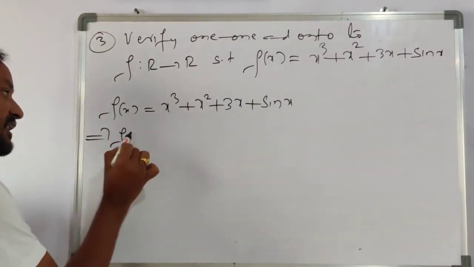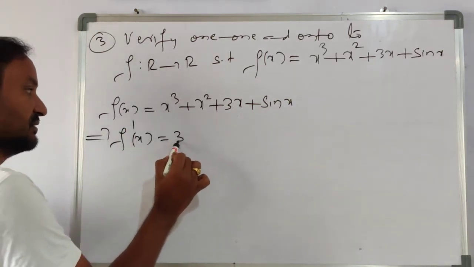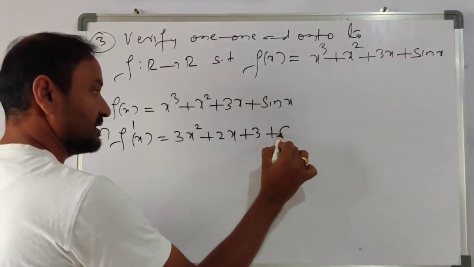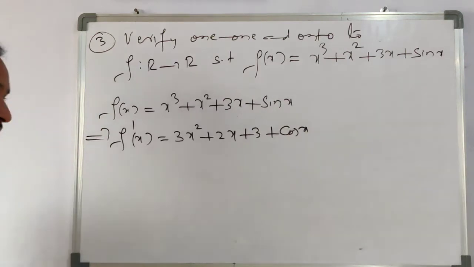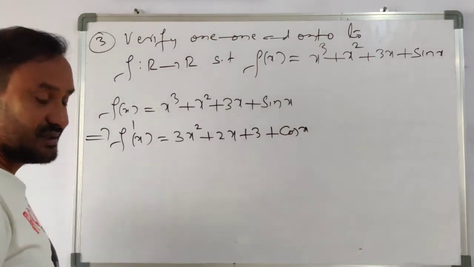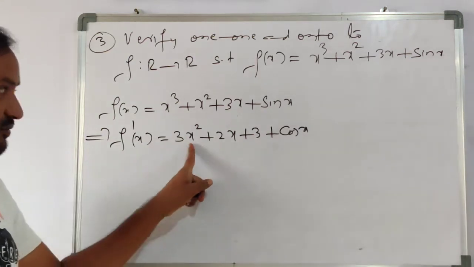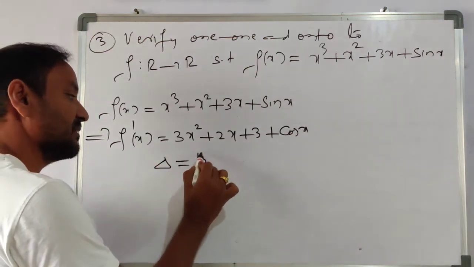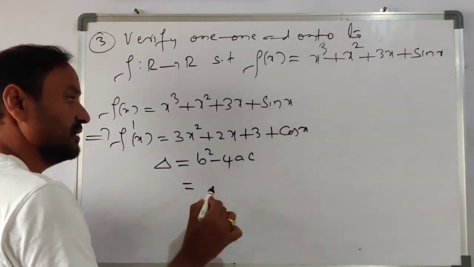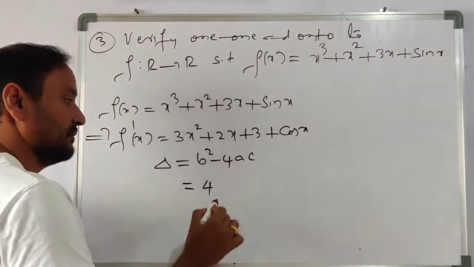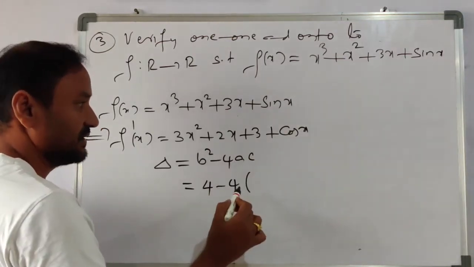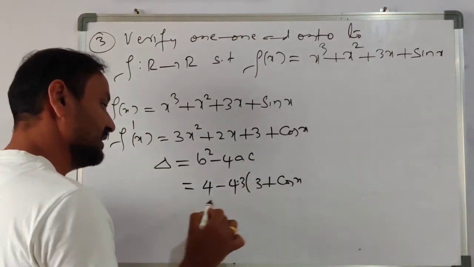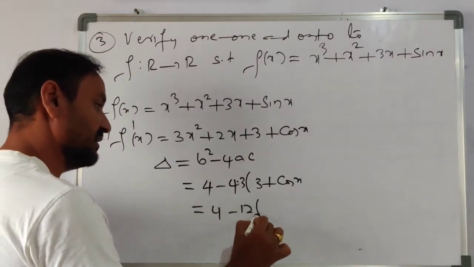Just observe the derivative of the function. f dash x equal to 3x square plus 2x plus 3 plus cos x. And observe the delta, because here f dash x is a quadratic function. We will observe delta here. What is delta? Delta means b square minus 4ac. This is equal to b square, that is 4, minus 4ac, that is 4 into 3 into 3 plus cos x. This is also equal to 4 minus 12 into 3 plus cos x.